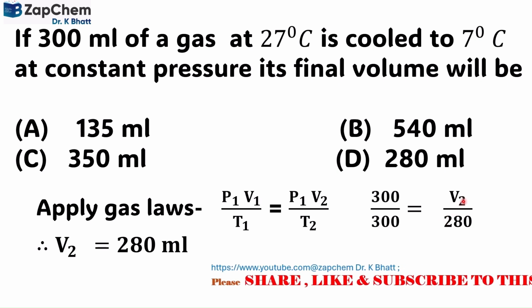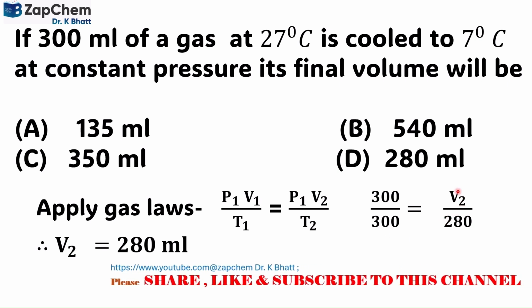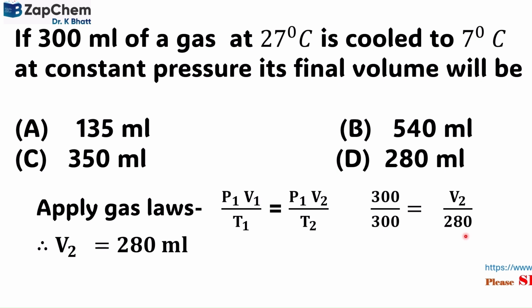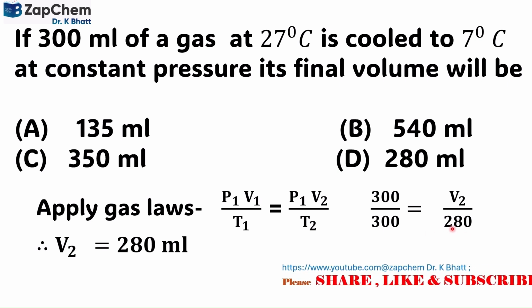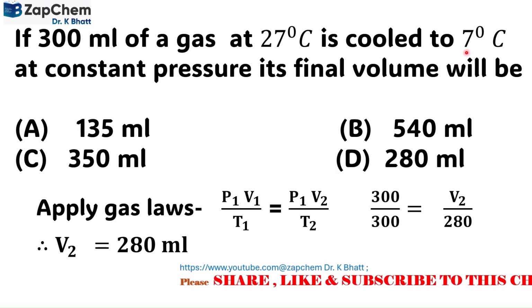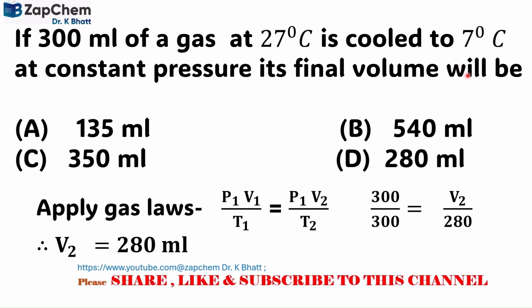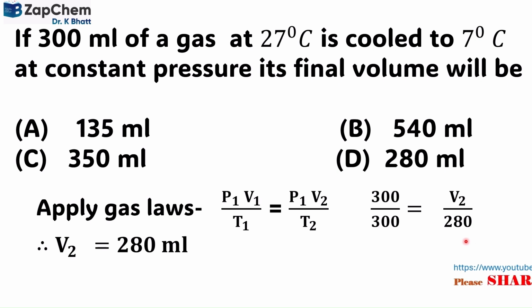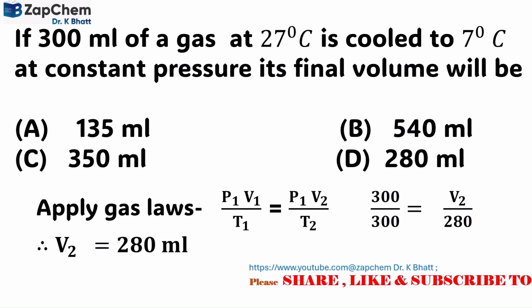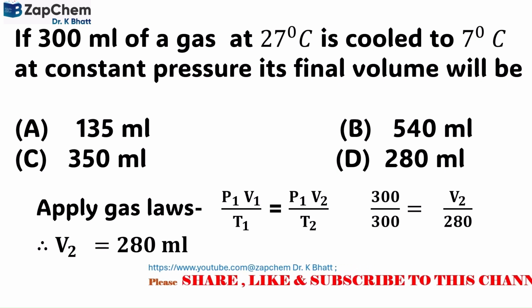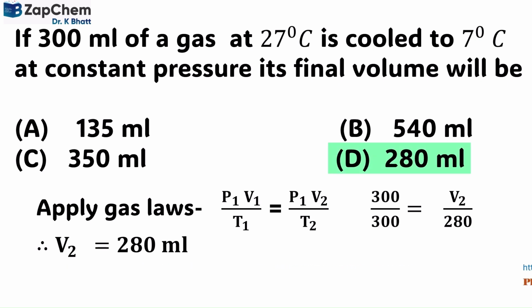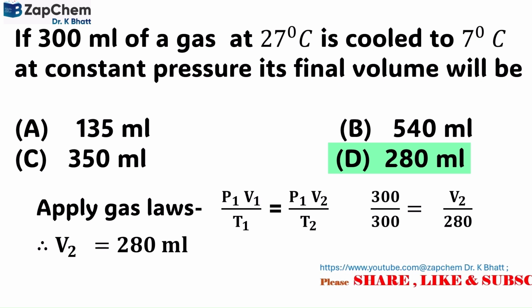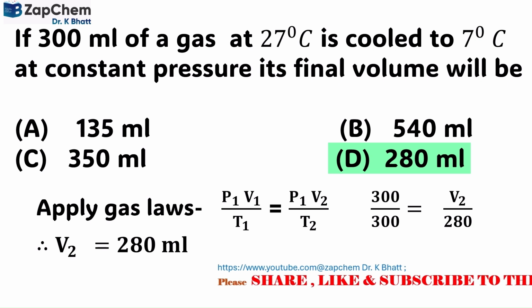And V2 is the volume which we need to calculate here, the final volume, and 280 is the temperature which is obtained when 7 degrees Celsius is converted into Kelvin. And when we substitute the values, we get the volume equal to 280 milliliter. And that's why we safely can infer that option D is correct in this case. Next question.